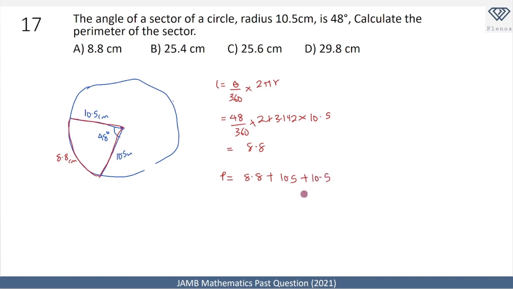And when you punch all of that into your calculator, you get what? 29.8 centimeters. So the perimeter of the sector, which includes the arc and the two radii, is going to give me what? 29.8, which is what? Option D. Moving on to the next question.